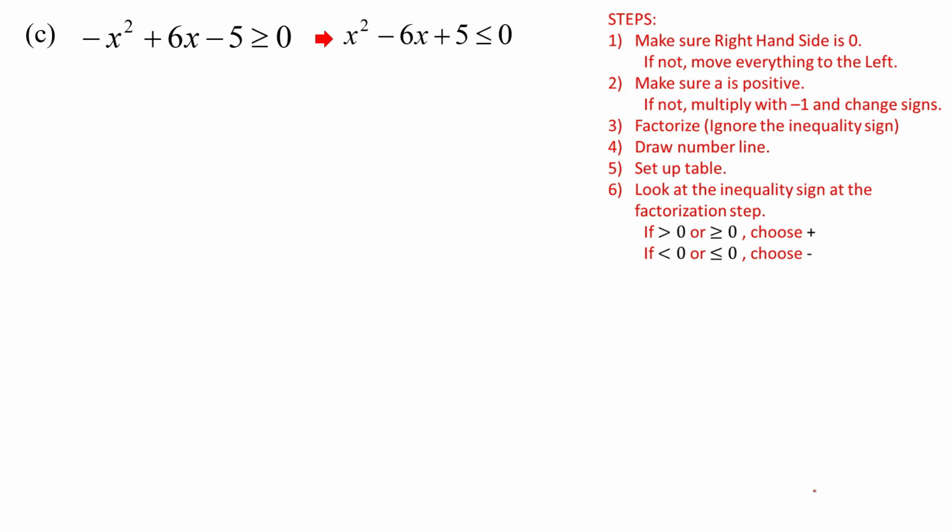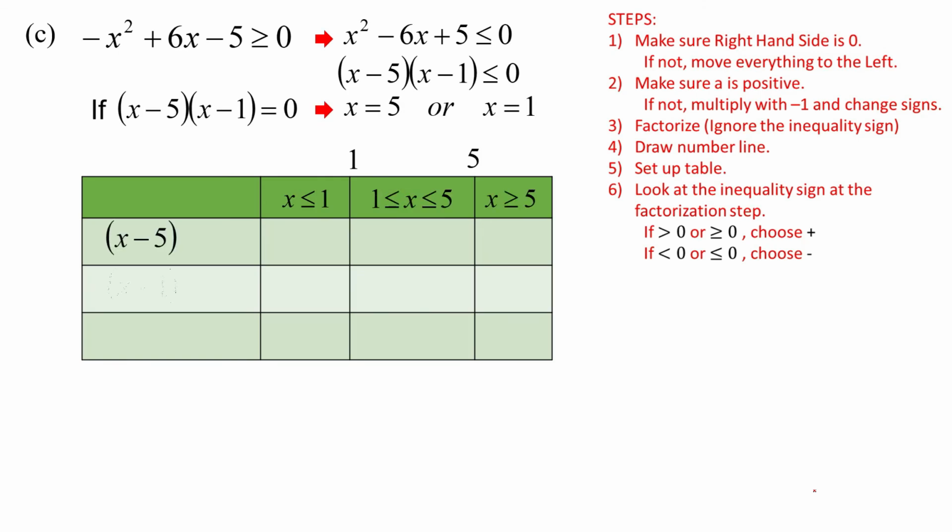Make sure you make A positive, factorize it, draw your table, write your factors, multiply the factors, plot your dense circle, substitute a value, whichever you like to choose. You can choose the middle value or you can choose any other columns. It's just the same. Multiply the signs to get the final row's answers.